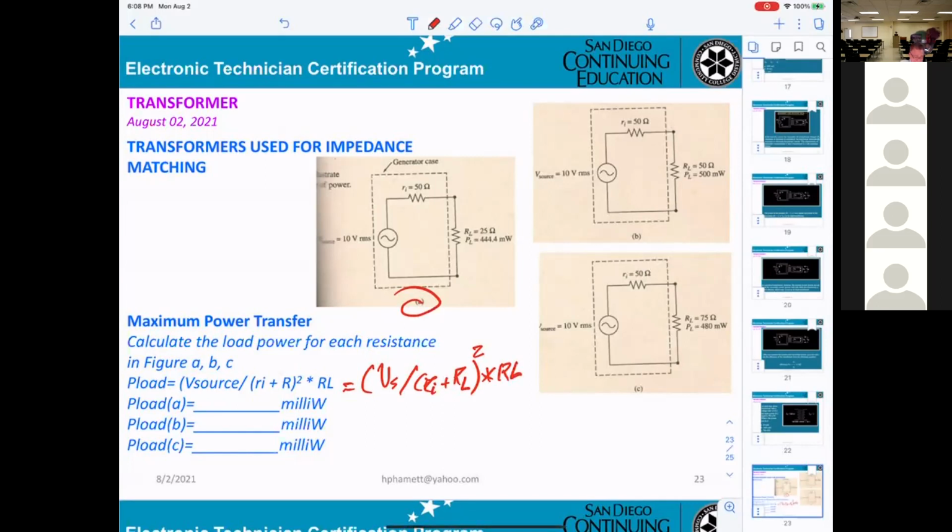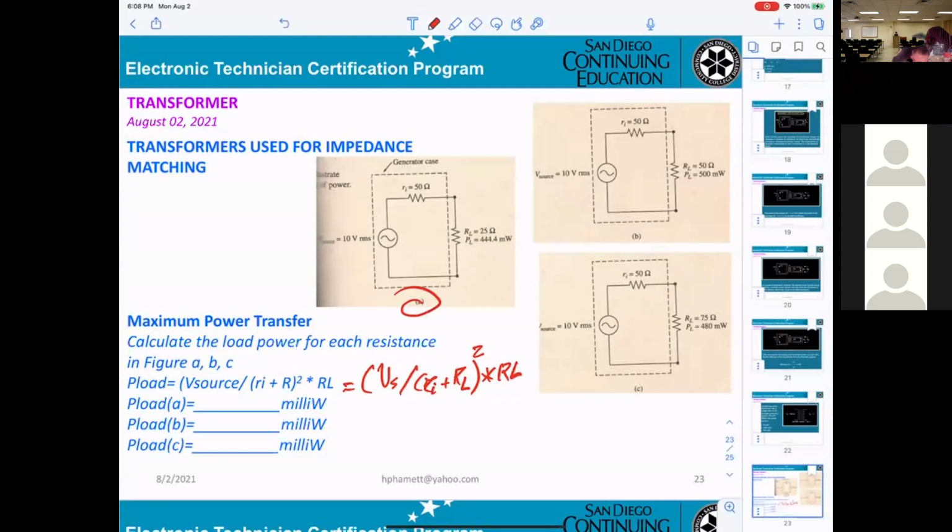Who got the first answer? Point zero four. What's the number? I'm going to do it again, but I got 0.07. Yeah, I got 0.01777. That is 1.7 milliwatt.